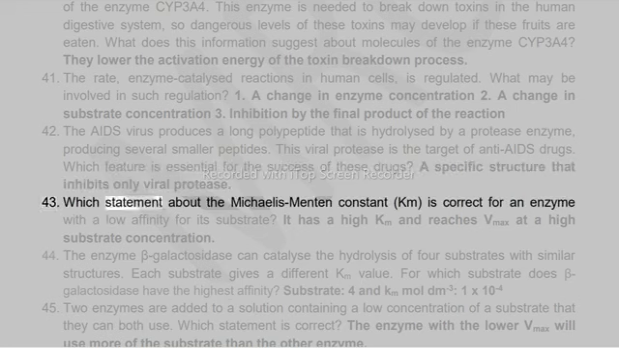43. Which statement about the Michaelis-Menten constant, Km, is correct for an enzyme with a low affinity for its substrate? It has a high Km and reaches Vmax at a high substrate concentration.